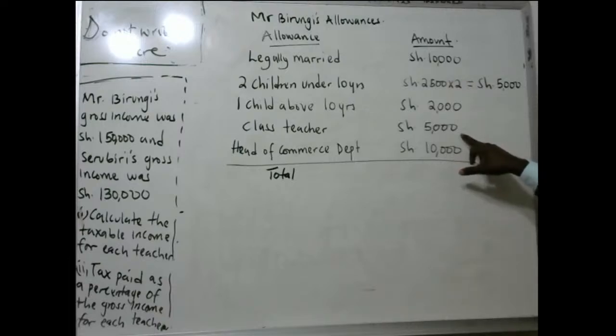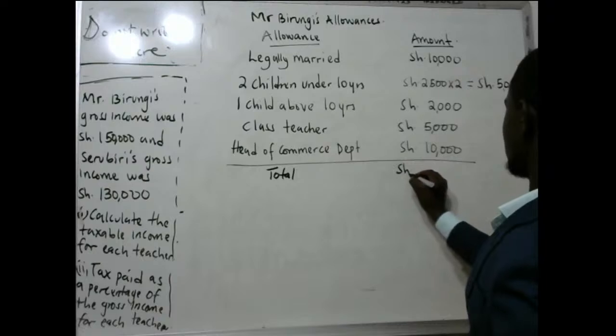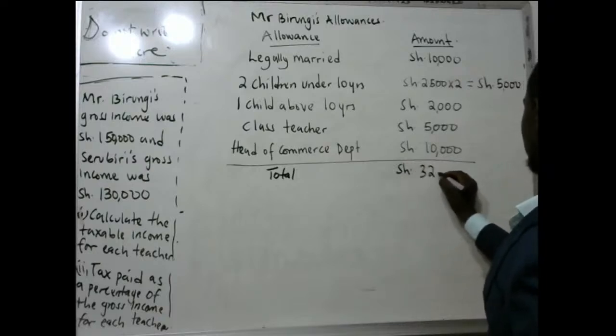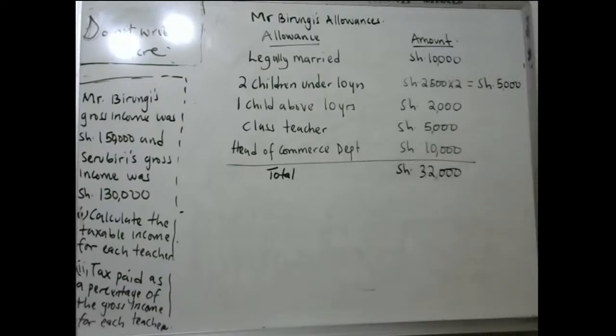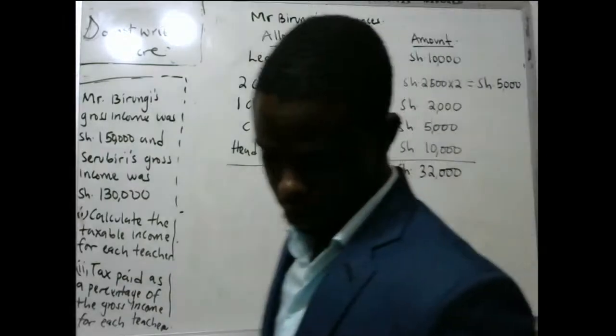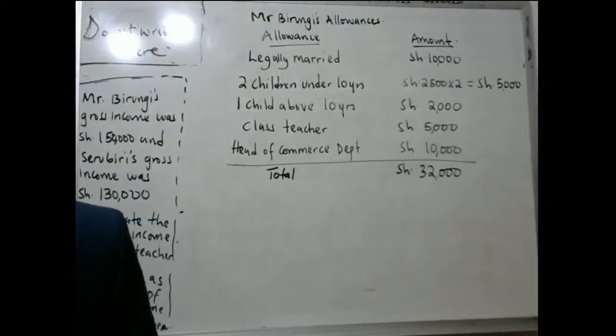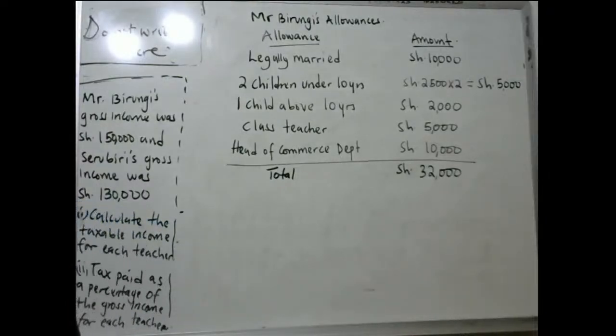17 plus 5,000, that is 22,000, not so? Then 22,000 plus 10,000 is 32. So he has shillings 32,000 as the allowances for Mr. Birungi. We started with Mr. Birungi, right? No.